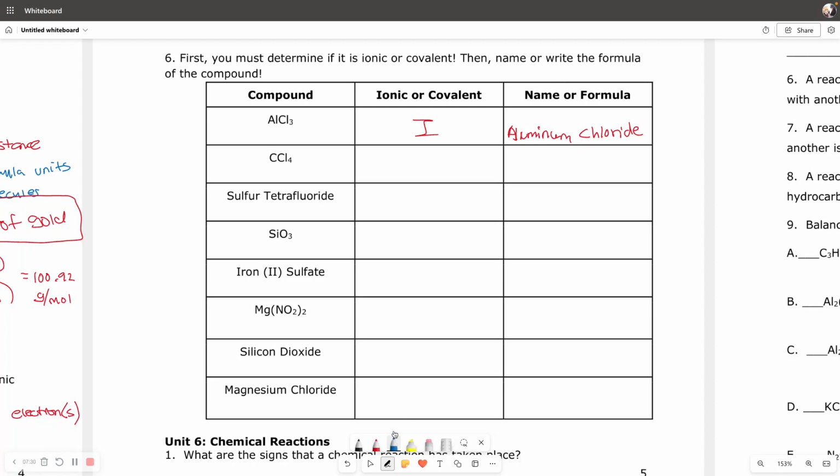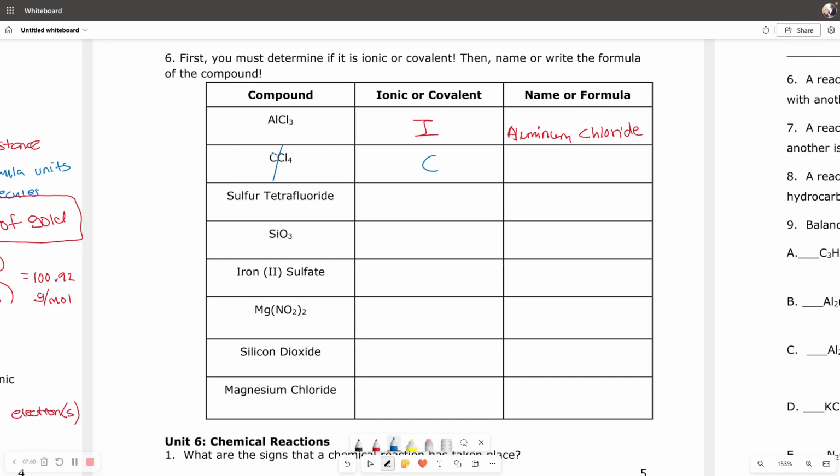Okay, let's take a look at this next one. This next one is CCl4. So C is one atom and Cl is another atom. And they're both nonmetals, so they're going to be covalent. So given covalent naming, all we have to do is figure out the number of each atom and just put them at the end of, or the beginning of it.